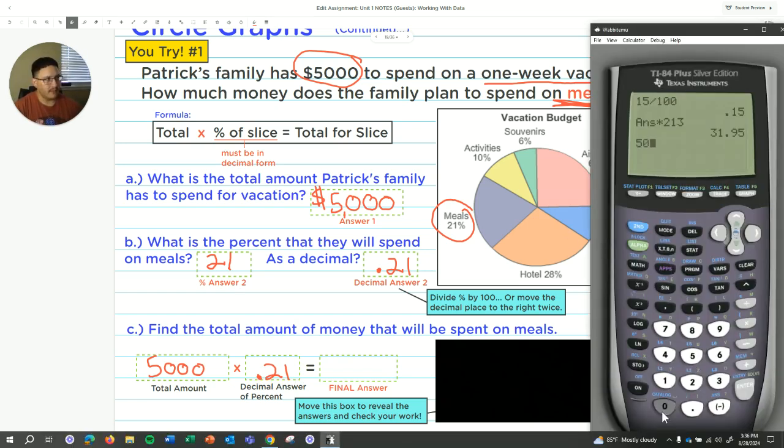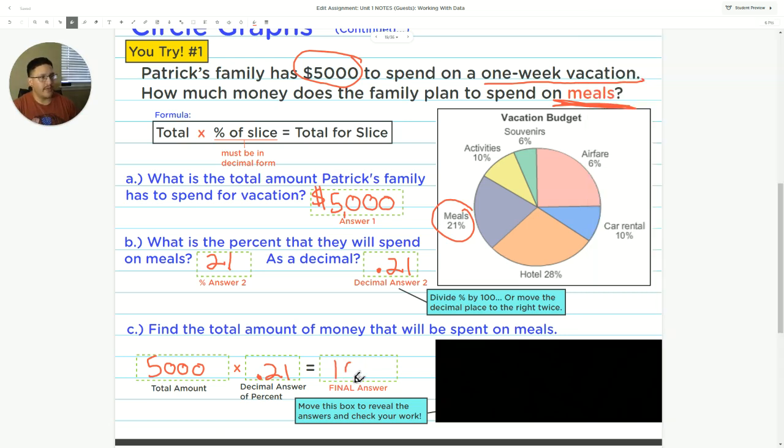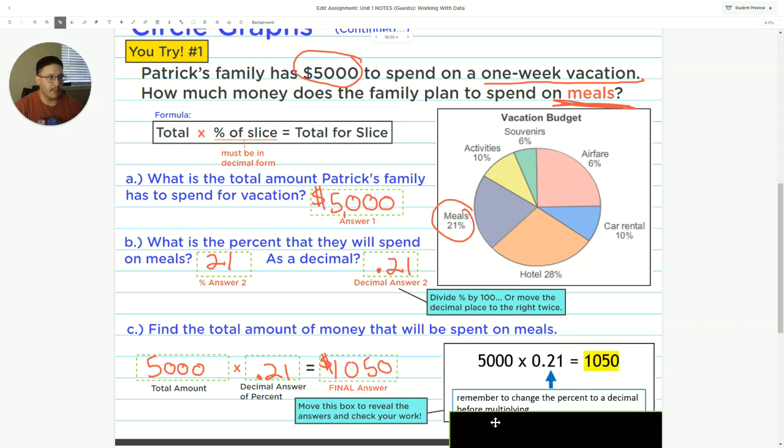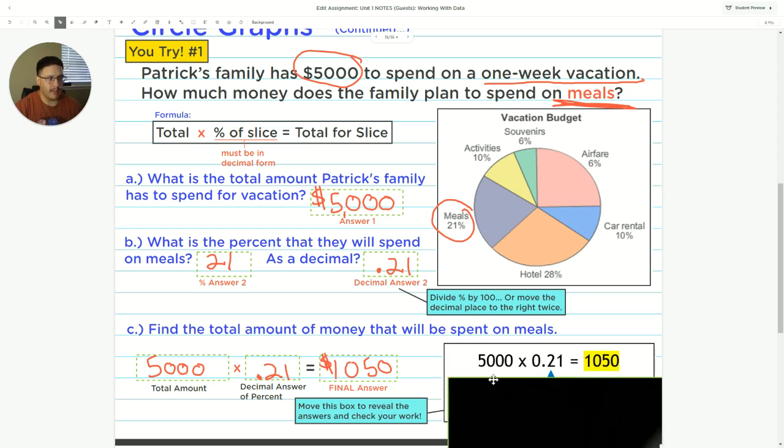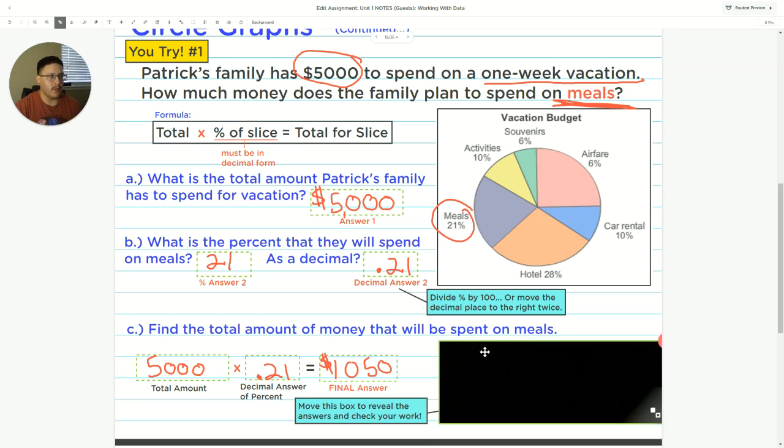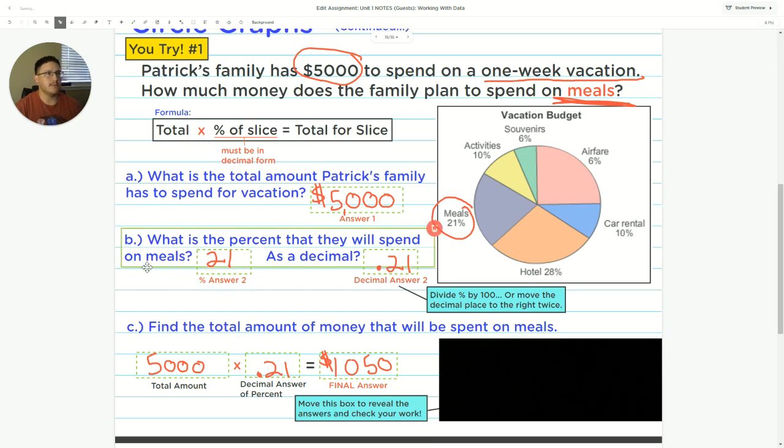So 5,000 times 0.21 will make $1,050. So, Patrick's family plans to spend $1,050 on meals for this vacation trip. That's how much they're going to budget. There's your answer right here behind the box. And that's it for You Try number 1.